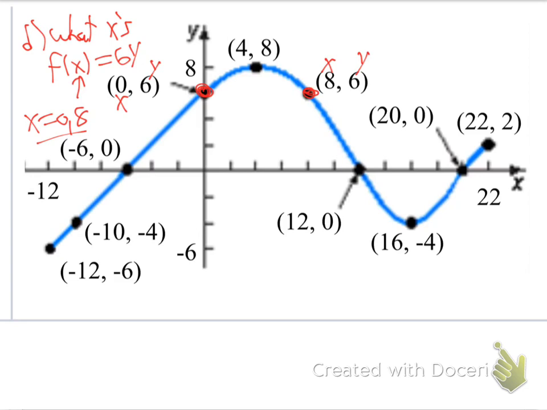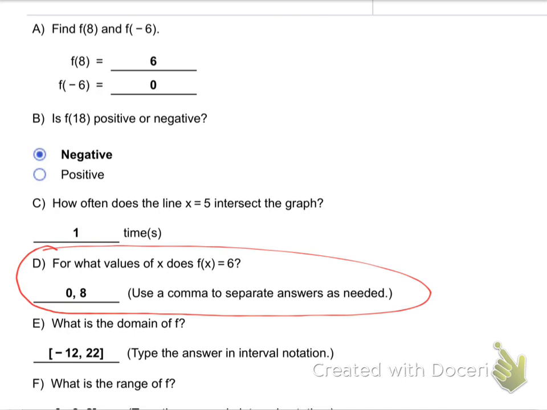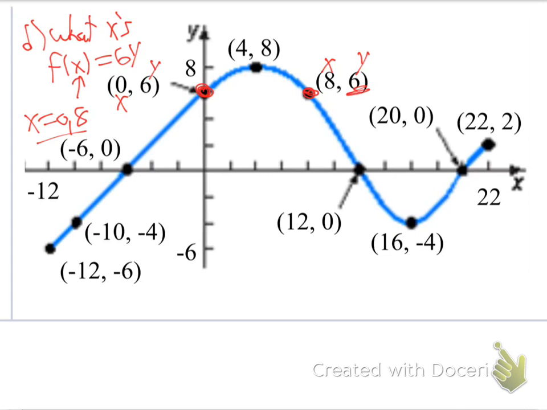Can you show the question on my head? Yeah, here's exactly the question. For what values of x does f of x equal 6? So yeah, what goes in is x, what comes out is y. And the answers are 0 and 8 on that graph. That making sense? For what values of x does f of x equal 6? So what are the x values that make y 6? So we look at that graph, we go to y 6, the x values are 0 and 8.